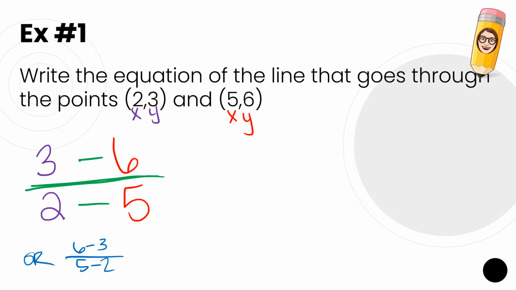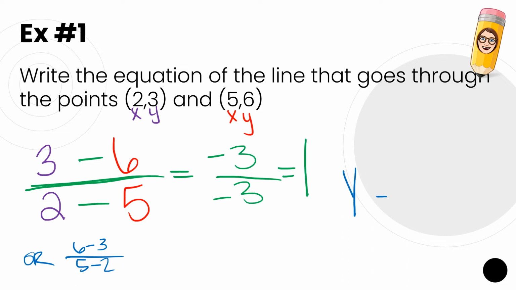All right, but let's calculate. 3 minus 6 is negative 3. 2 minus 5 is negative 3. What's negative 3 divided by negative 3? 1. We're now ready to write our equation of our line. y equals, x. Our slope that we just found will always be written in front of the x.